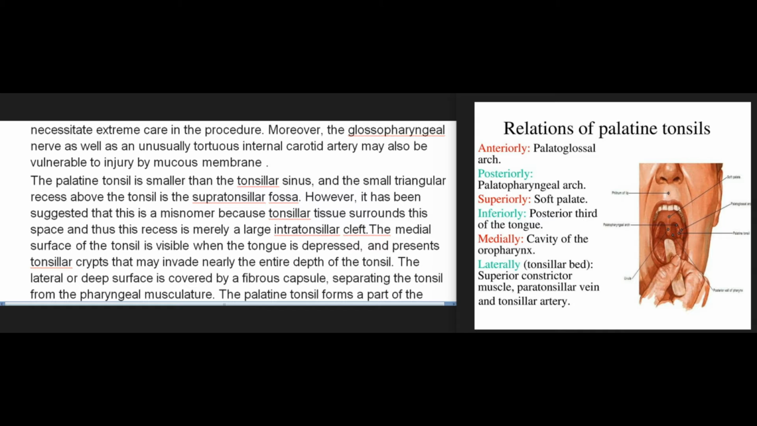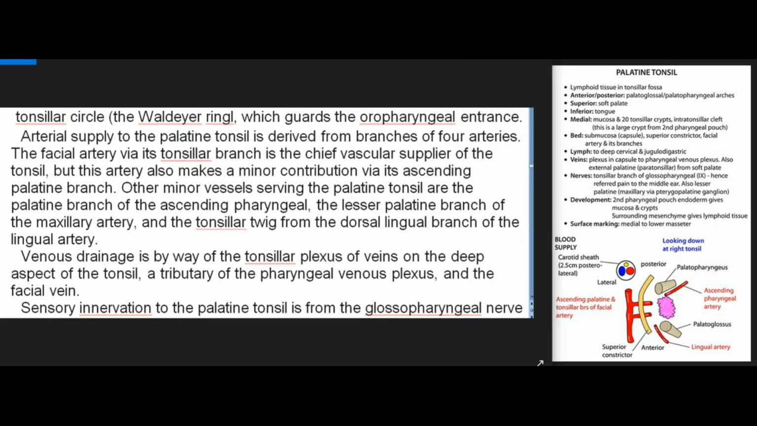The medial surface of the tonsil is visible when the tongue is depressed, and presents tonsillar crypts that may invade nearly the entire depth of the tonsil. The lateral or deep surface is covered by a fibrous capsule, separating the tonsil from the pharyngeal musculature. The palatine tonsil forms a part of the tonsillar circle, the Waldeyer ring, which guards the oropharyngeal entrance.